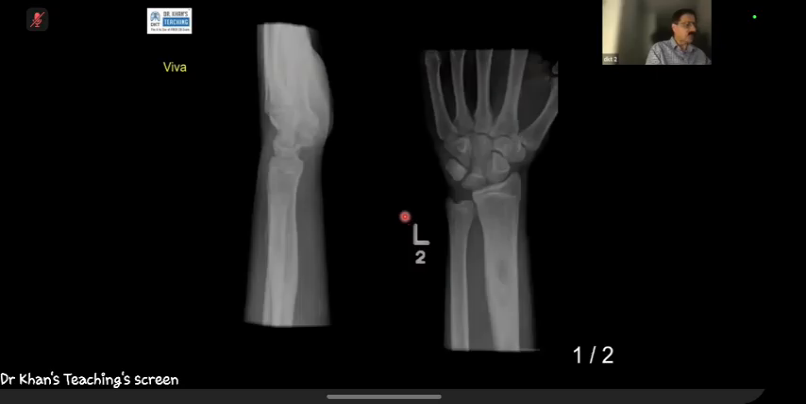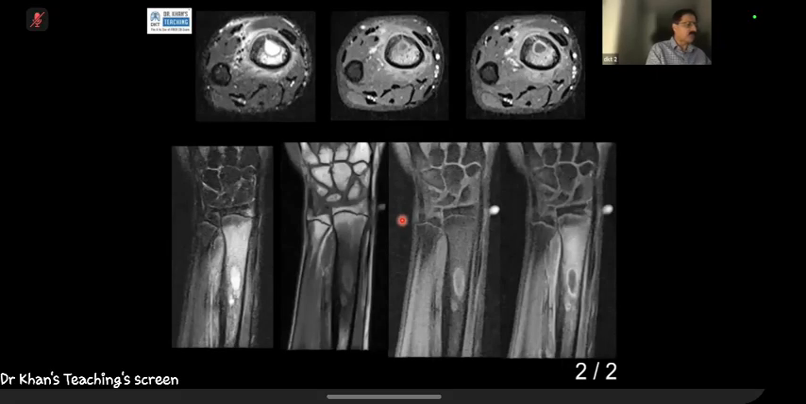On MR, I just wanted to show you MR sequences. When we do for osteomyelitis, we must do T1 stir, T1 fat saturated pre, and T1 fat saturated post contrast. So this is a T1 and this is a stir. This is a T1 fat saturated pre. This is a T1 fat saturated post contrast.